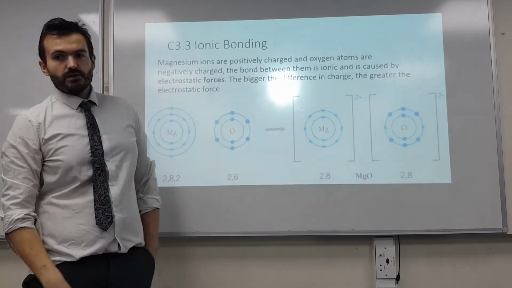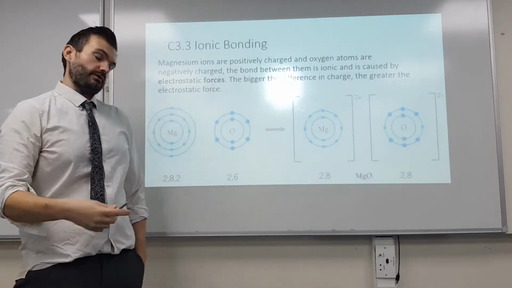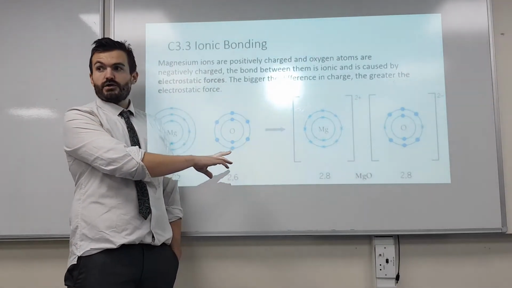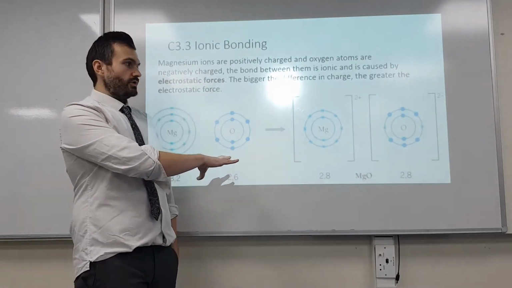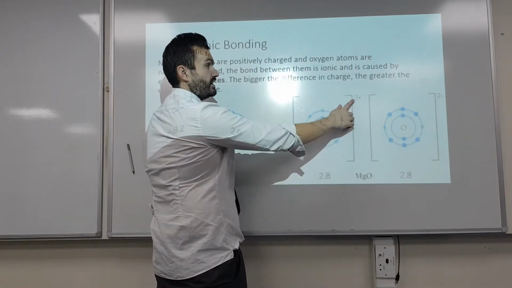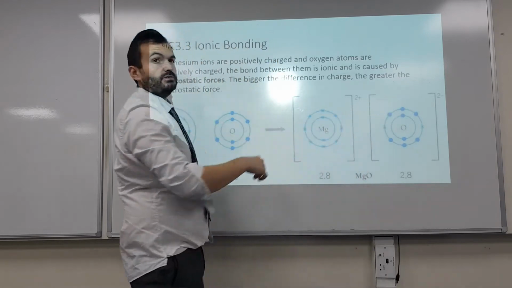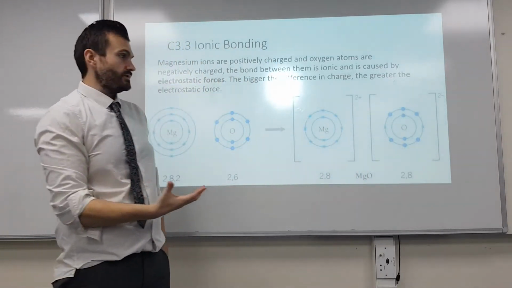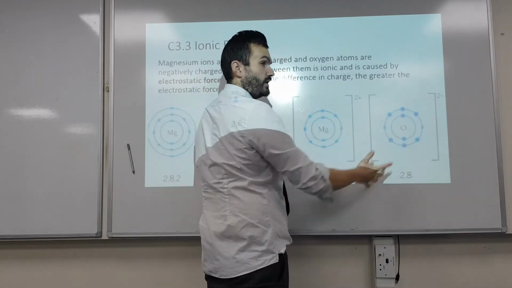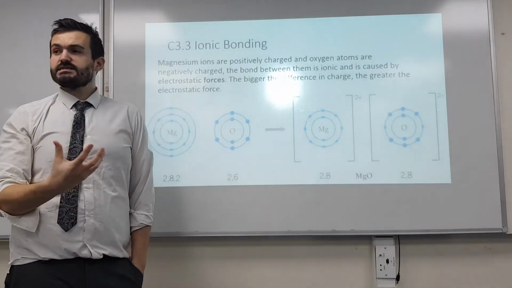So if we were making ionic structures, these are the dot and cross diagrams of ionic compounds. And you'll always have the ions, the square brackets, and the charges on. These charges will need to cancel each other out. So with my magnesium, we've got 2 plus, and my oxygen is 2 minus. So they cancel each other out.